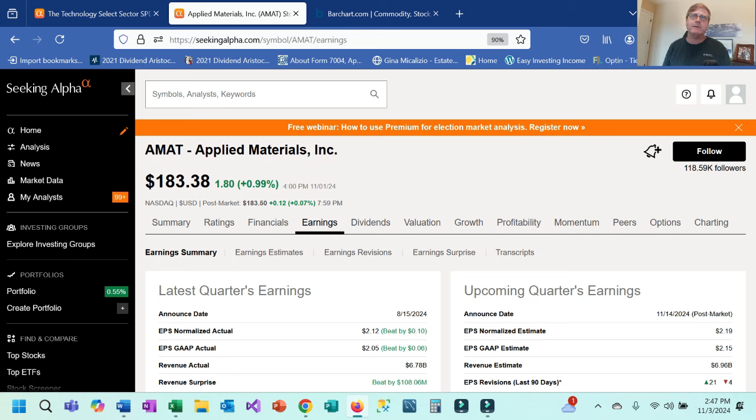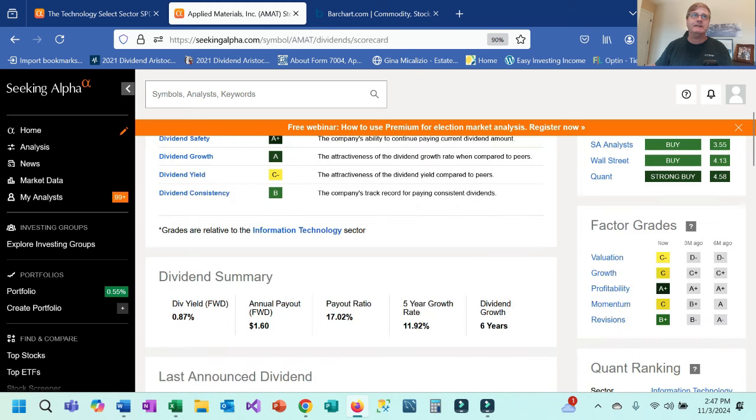So I'll probably wait a week and then I'll look at potentially doing another trade with them. Now, do they pay dividends? They do pay dividends. I mean, not awful. It's a small amount, but they're paying only 17%.